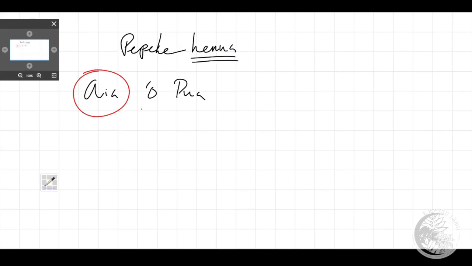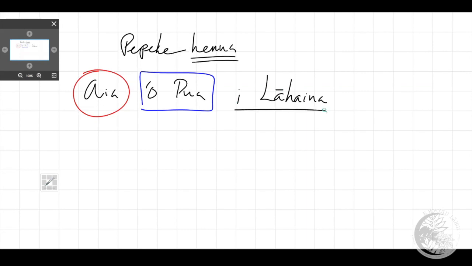Yeah, I'm talking about pua, and pua is located somewhere. And I want to say ayo pua i Lahaina. Yeah, ayo pua i Lahaina. Pua is in Lahaina, or is in the process of going to or towards Lahaina, perhaps in movement. But the idea is that pua is located in Lahaina.